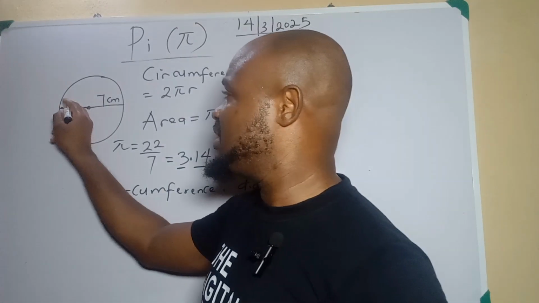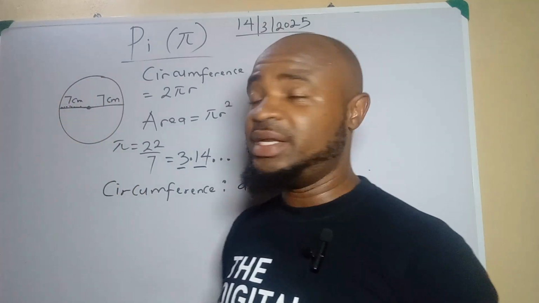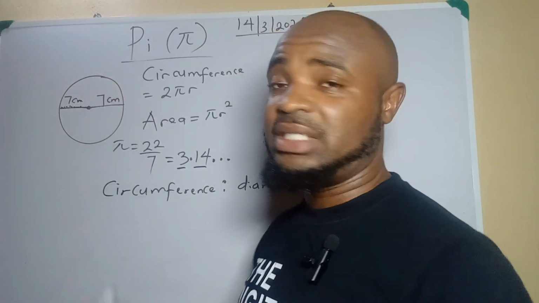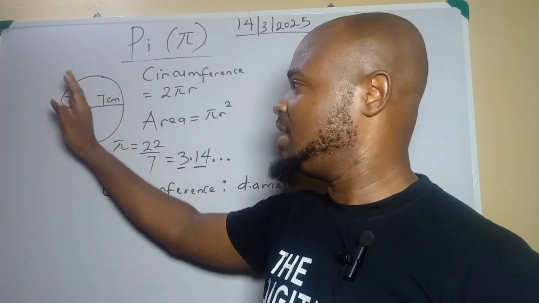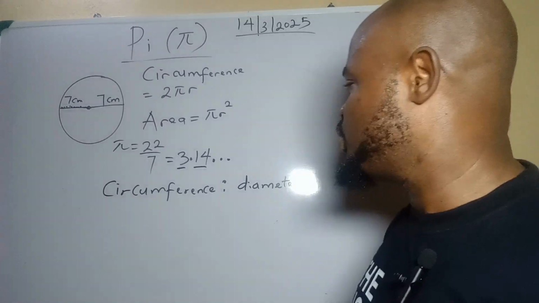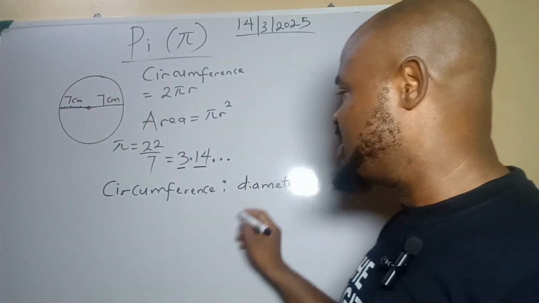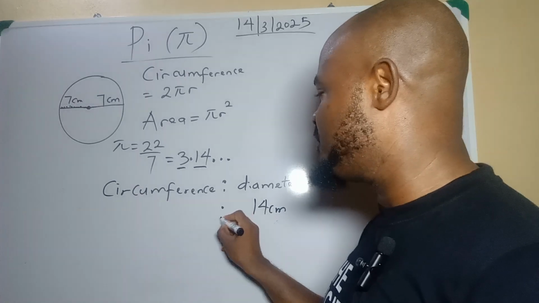So that means this other part will be 7. This is a radius, this is another radius. So two radii, when I add them together, will give me 14, and that's the diameter. So this is half of a diameter. A radius is half of what? A diameter. So that means the diameter for my circle is what? 14 centimeters.